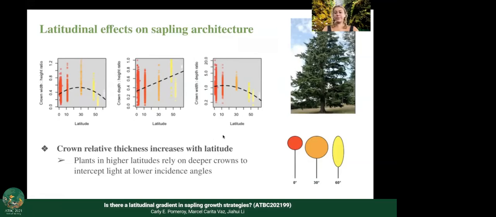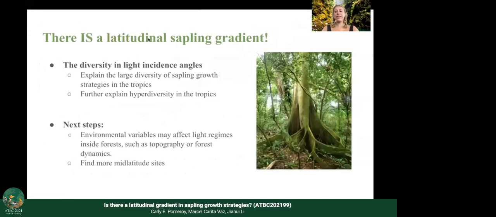between all these different latitude to width to depth ratios. All right, so with this research, we found that there is in fact a latitudinal sapling gradient, and that there's a great diversity in light incidence angles available, which can explain the large diversity of sapling growth strategies in the tropics, because more light incidence angles means more light habitats and more complexity, which allows for more niches, which allows for more species, because they need different growth strategies in order to fill these different niches.